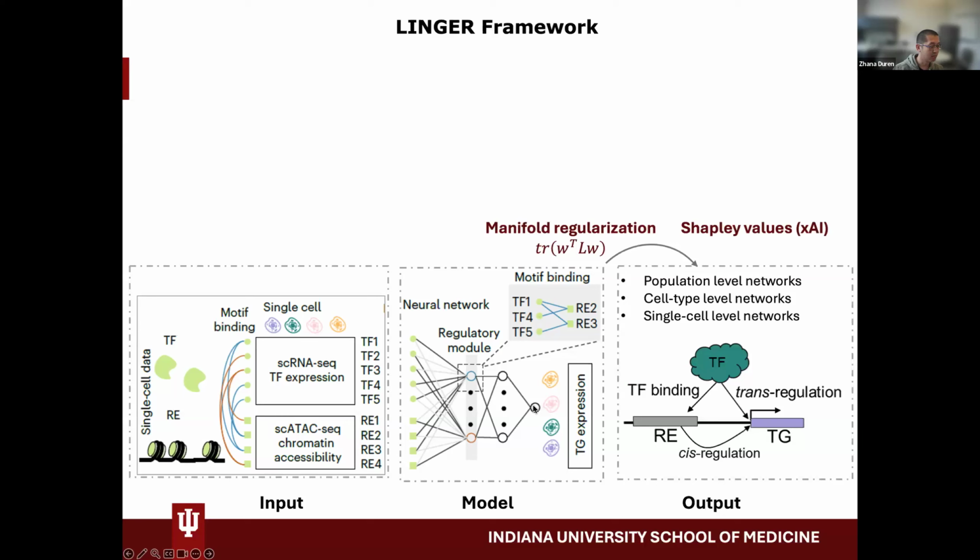Then it's a regression problem of the gene expression. The gene expressions we know and the inputs we know, so we learn this regression model. And then after learning the model, we use a Shapley value, which is from an explainable AI technique from game theory, to learn which node, which input, like which transcription factor and which RE are important for the gene expression. Based on the Shapley value, we know which TF and which RE are the regulators of this.